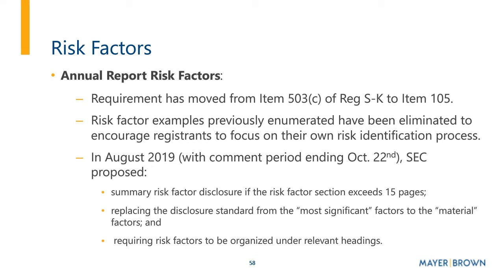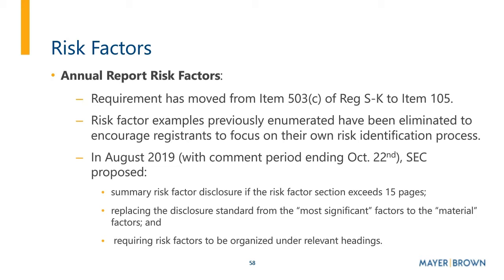It would replace the disclosure standard from the most significant factors to material factors, and the rationale behind this was to limit disclosure to only those matters that a reasonable investor would consider when determining whether to purchase the security. And it would also require risk factors to be organized under relevant headings. And several companies already do this, but this might be a good time to revisit this particular aspect.